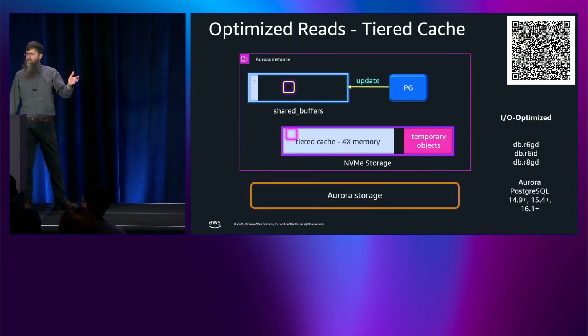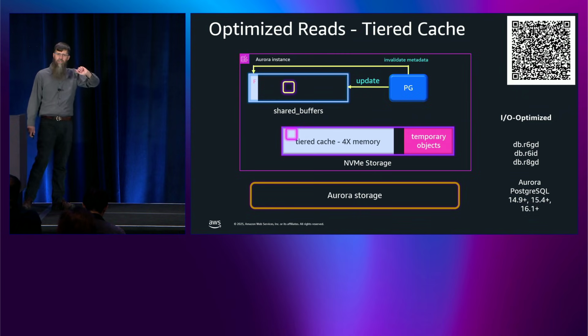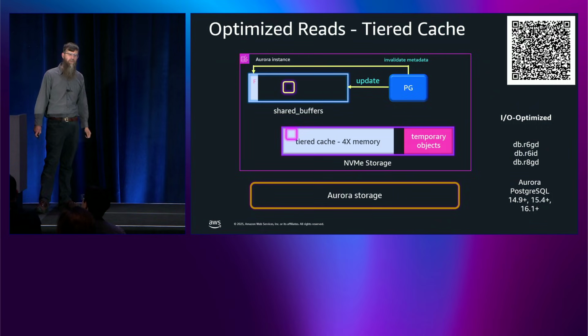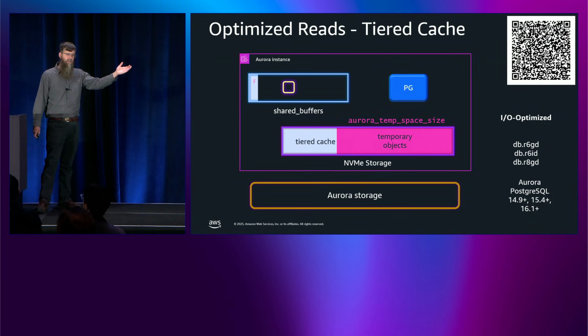Now, if I do an update, I need to invalidate that copy that I have in the tiered cache. But I don't want to go and write to it all the time. That would be pretty bad for performance. So all I need to do is really just flip that metadata bit so that I forget the fact that I have that data in the tiered cache. That's what we do. So now when I try and read it, it doesn't matter. We're not going to go and look there.